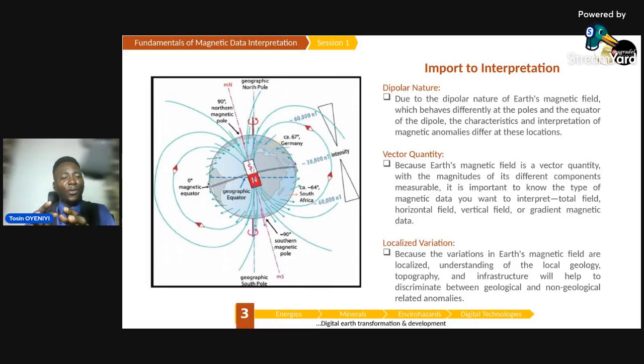So that is all from my end as far as the global perspective of magnetic data interpretation is concerned in these fundamentals of magnetic data interpretation. Now at this juncture, I will have to hand over to Mr. Tomiwa Akanbi, who is a senior geophysicist at the Nigerian Geological Survey Agency, and he will be taking us through the Nigerian perspective of magnetic data interpretation.